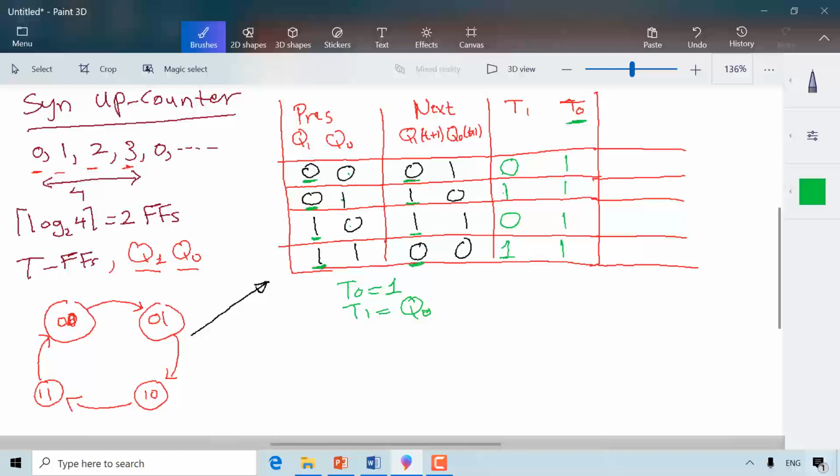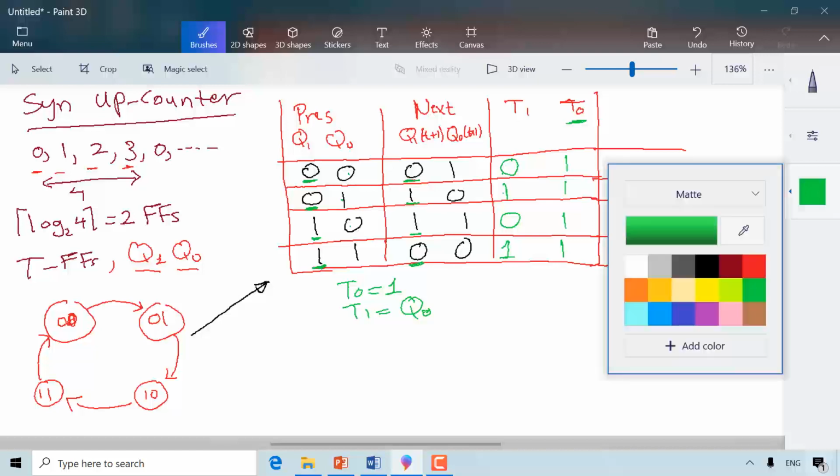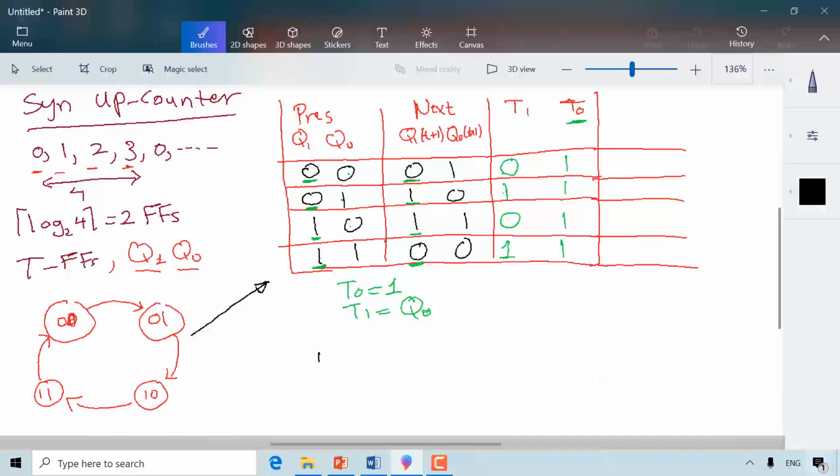So the final step is to draw the circuit. So let's draw the circuit. Okay, so the very first flop here is T, Q, this is T0, Q0, and this is the clock here. And then the second flip-flop here is TQ, okay, and this is my clock here.